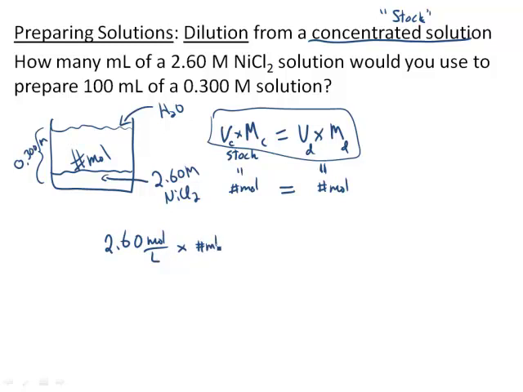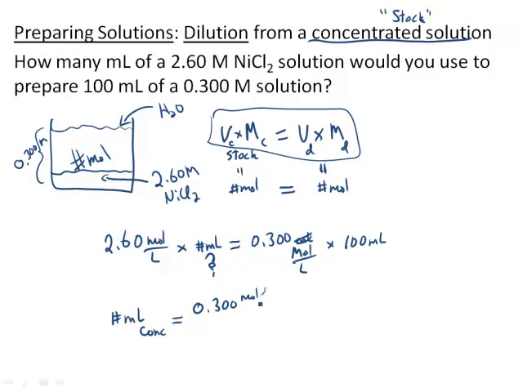What you'll do is take your concentrated solution, 2.60 moles per liter, times the number of milliliters you need, which is what you're looking for, and that is going to equal 0.300 moles per liter, the concentration of your final solution, times 100 milliliters. I reversed the volume and molarity on here. So the number of milliliters of your concentrated solution is going to be equal to 0.300 moles per liter times 100 milliliters over 2.6 moles per liter.